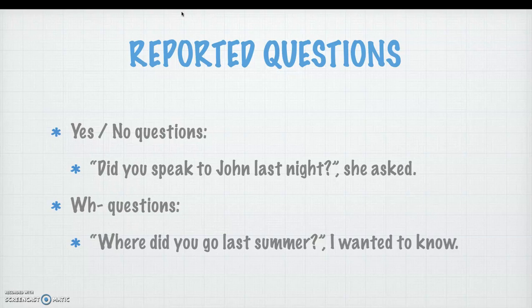WH questions are questions which start with a WH element or word, such as what, when, where, as in the example, where did you go last summer? Here the answer is the place where you went last summer. We have to bear this in mind because each one of these will take a grammar structure when going from direct speech to reported speech.